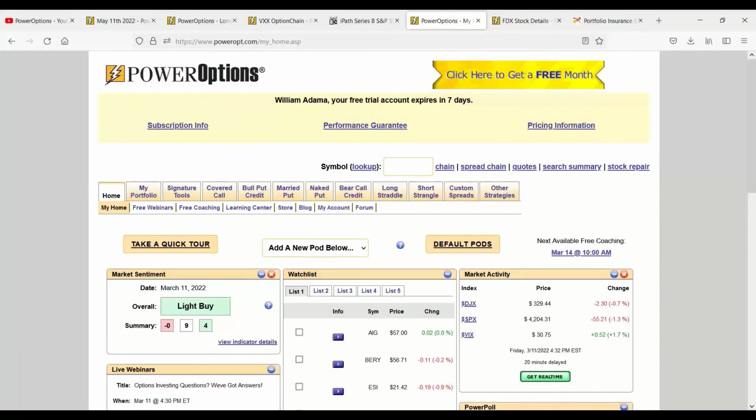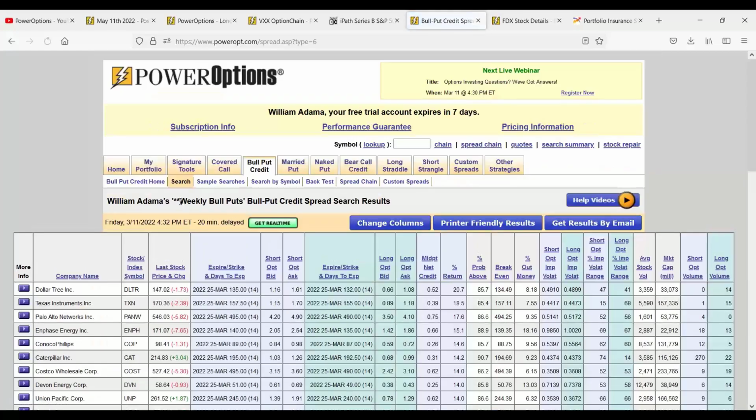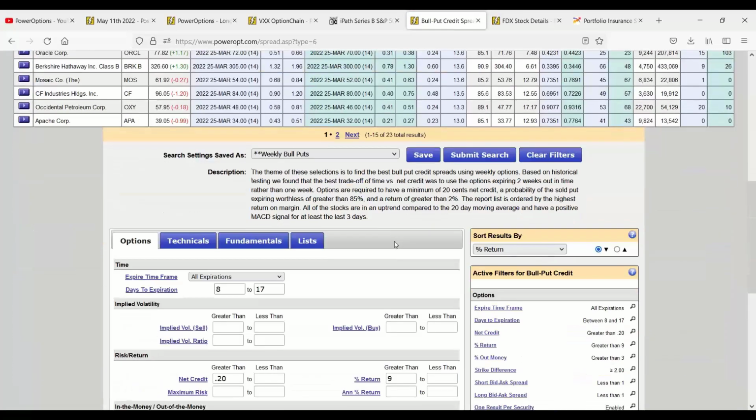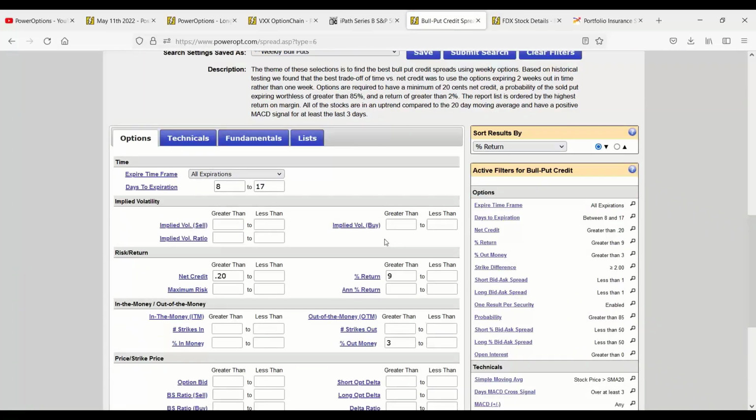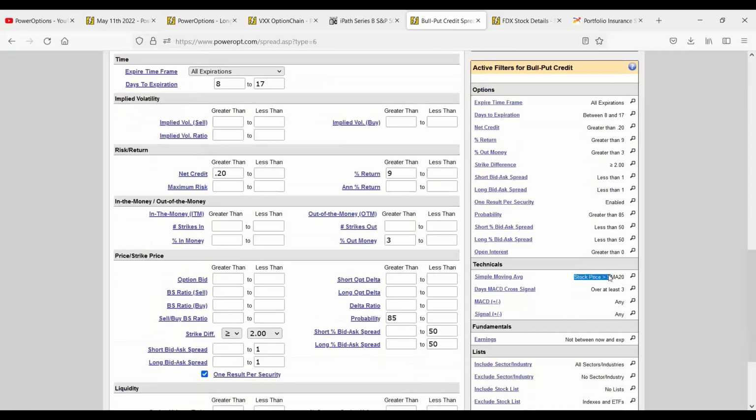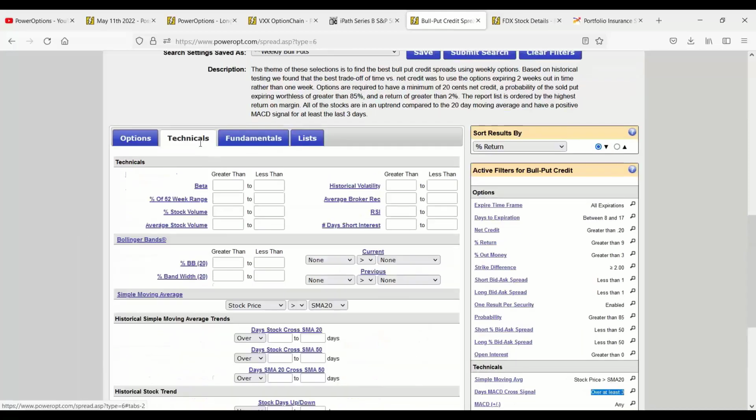Marty says, when you're using the 20-day SMA as a filter for your credit spreads, let's just go to bull put credit spread. Let's go to search, and let's go to the preferred criteria here. You see here we're using a stock price greater than the SMA 20 and a MACD cross signal that has to be positive by at least 3 days. So that's in the technical indicators here.